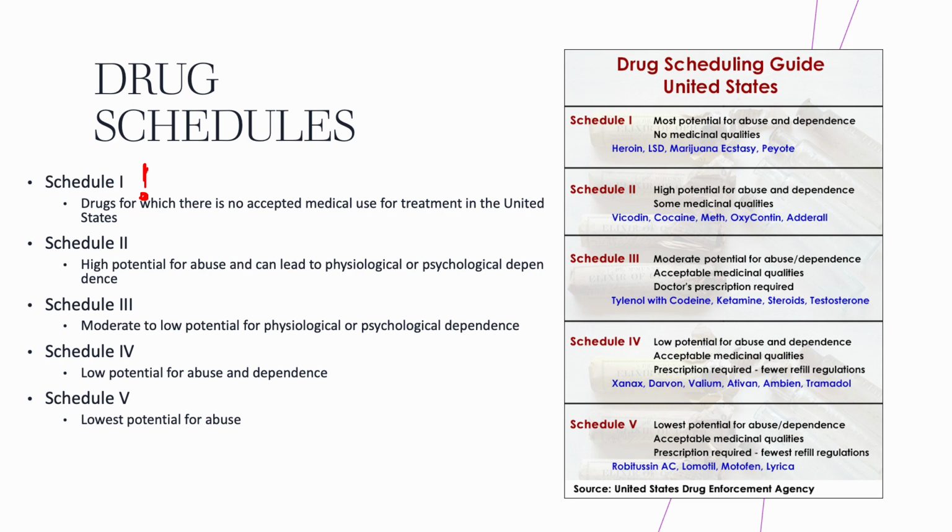Schedule 2, high potential for abuse and can lead to psychological or sociological dependence. What do I do about that one? Well, high potential, Schedule 2, do like that, and it makes an H. That's so lame. But hey, guess what? It works. I don't even want to hear it.